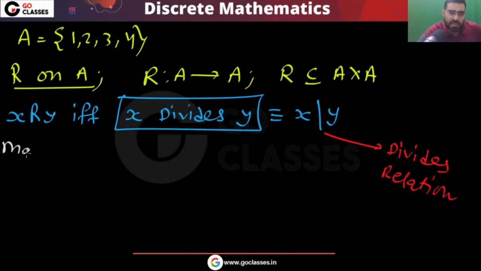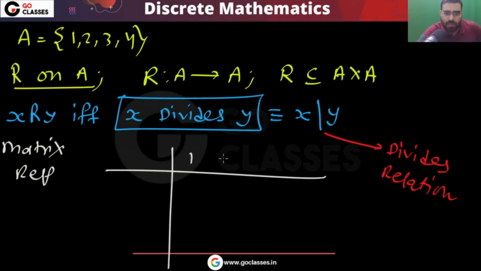In the matrix representation, you will put these elements in a matrix format, 1, 2, 3, 4 and 1, 2, 3, 4. Then you can notice 1 is related to 1, 1 is related to 2, 1 will divide 3, 1 will divide 4. Next, 2 related to 2, 2 related to 4, 3 related to 3, 4 related to 4. So this will be your matrix representation.